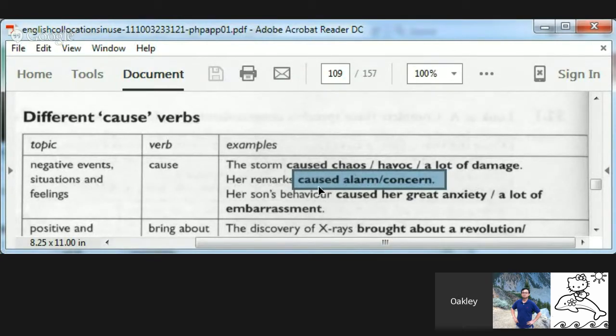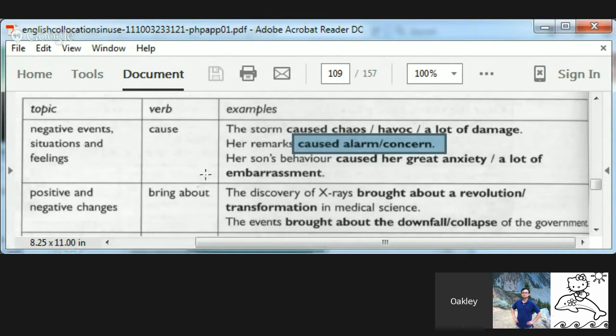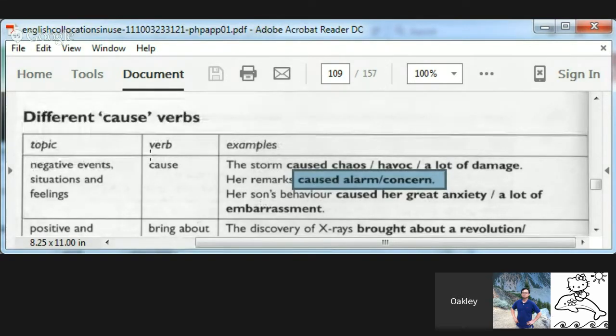Now, it's funny, but notice that these are all negative, all right? He causes happiness wherever he goes. No, we don't say that. He causes joy. We don't say that. He causes laughter. We don't say that either. I don't know why, but in English we rarely use the word cause with a happy thought, with a happy idea. Something to keep in mind.